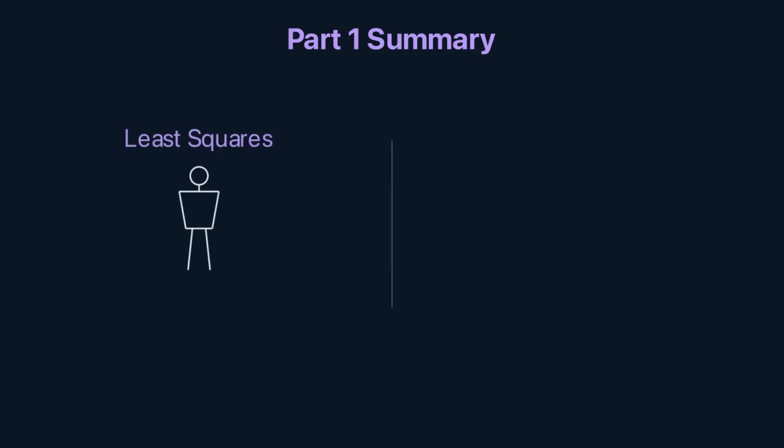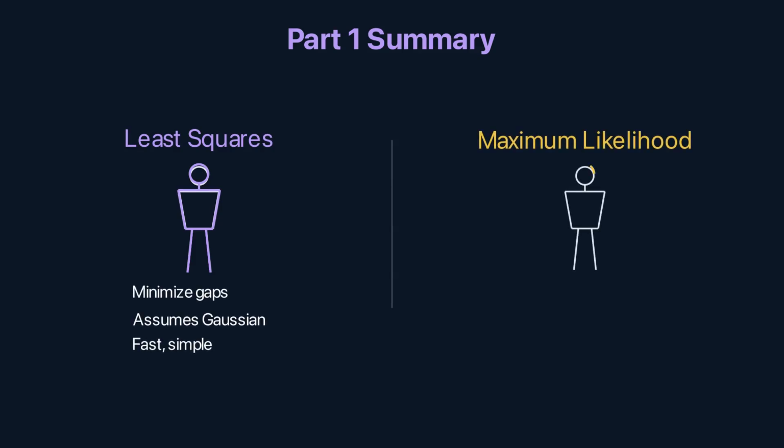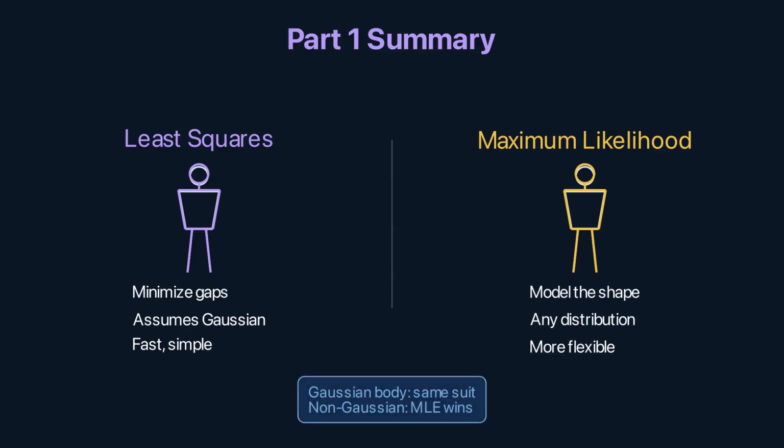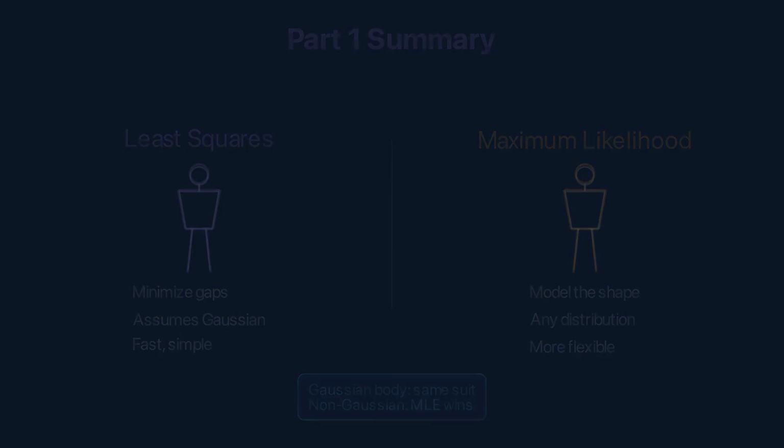Least squares: simple, fast, 2 centuries of theory. Maximum likelihood: model the body shape explicitly, then find the best fitting parameters. More flexible, handles non-Gaussian data. For Gaussian bodies, they produce the same suit. For everyone else, MLE produces a better fit because it respects the actual shape of the data.